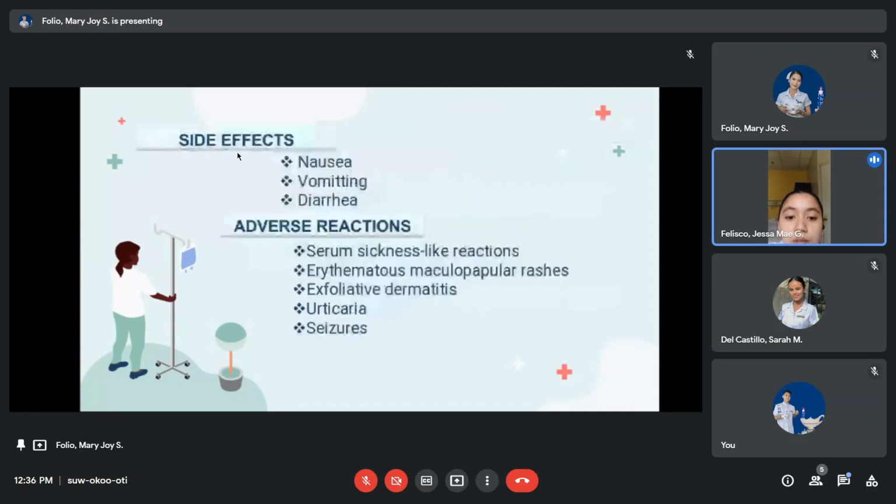For the side effects, we have nausea, vomiting, and diarrhea. And for the adverse reactions, we have serum sickness-like reactions, erythematous maculopapular rashes, exfoliative dermatitis, urticaria, and seizures. Next slide, please.